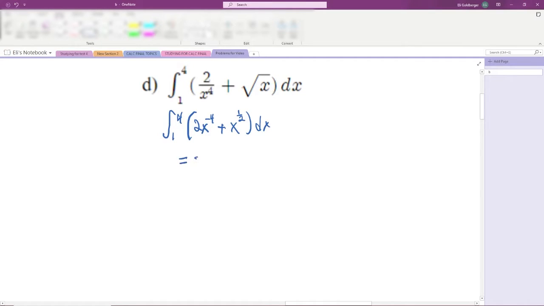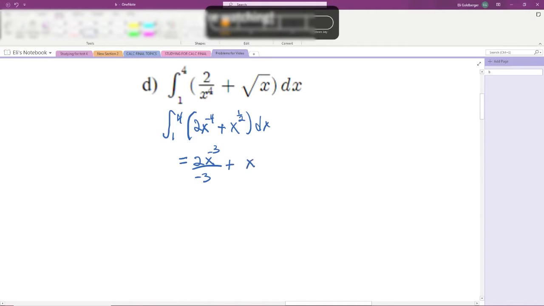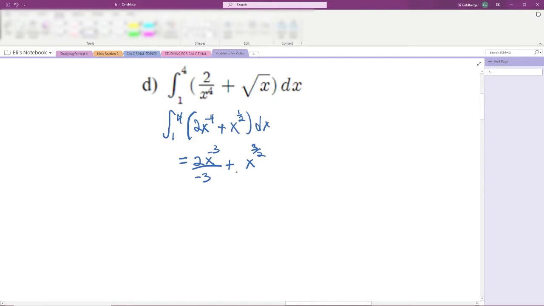So we'll just get 2 times x to the negative 3 over negative 3 plus x to the 3/2. And I like to just multiply the inverse of that. So I have 2 over 3. Because 3/2, to cancel that out, you just multiply it by 2/3. So that's why I did that.